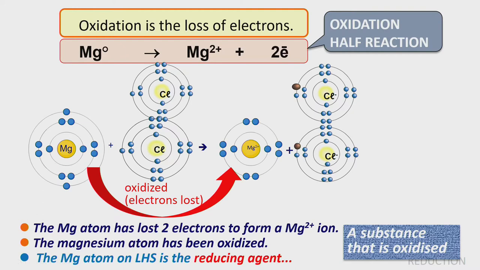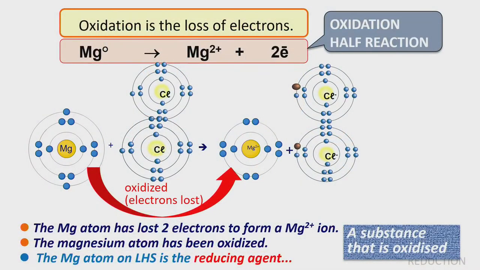How many electrons does magnesium have to give away? Oh yes, it can give away two electrons. Is magnesium, this one, oxidized or reduced? The answer is oxidation, because oxidation is defined as the loss of electrons. So we can say two things about magnesium. One, magnesium is oxidized. Two, magnesium is going to give someone else the electrons, and therefore magnesium is also known as the reducing agent. What a story.